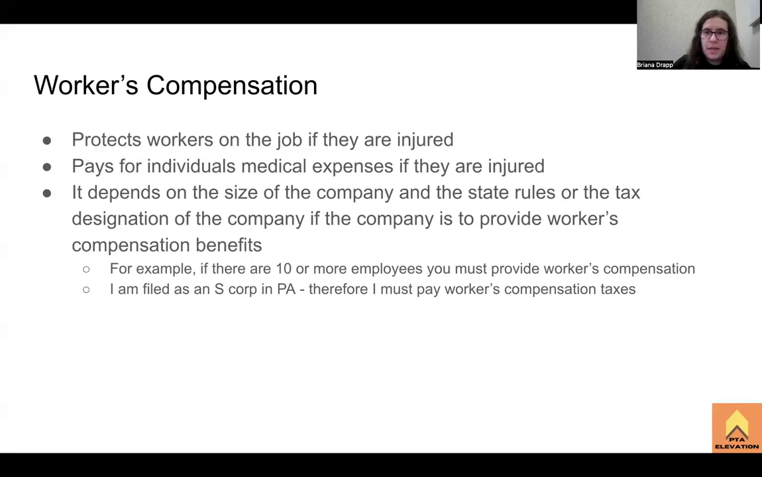So for them to provide workers' compensation benefits, in Pennsylvania I believe it's 14 or more employees. Some states it's like 10 or more employees. You are mandated by the state to provide workers' compensation insurance. PTA Elevation LLC is filed under the S Corp tax designation in Pennsylvania, so I have to pay workers' compensation taxes on a quarterly basis, or else I get in trouble. But I pay my taxes, so we're good. Stuff like that is where the workers' compensation insurance money comes from.